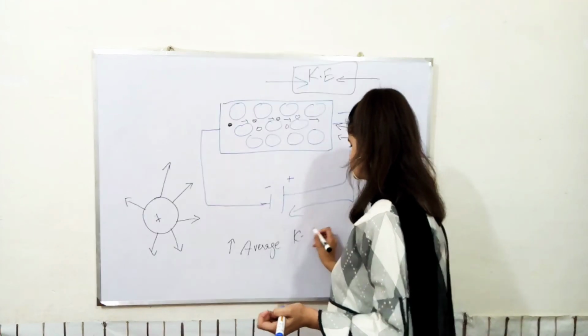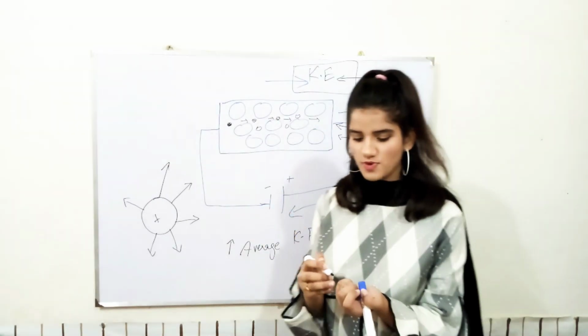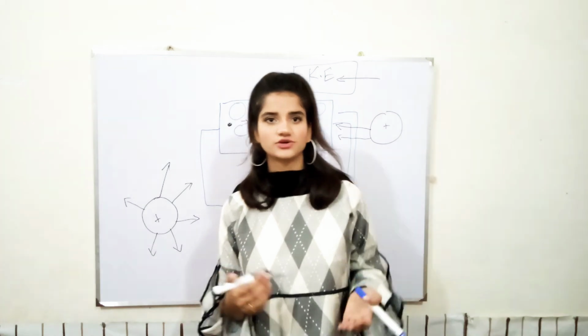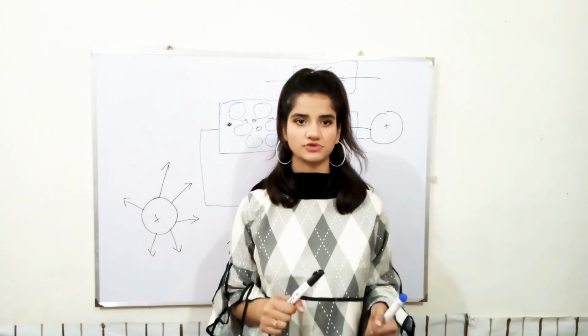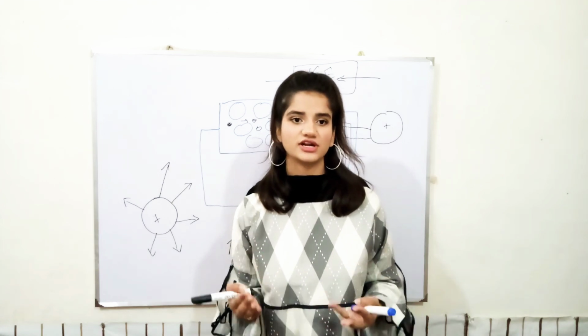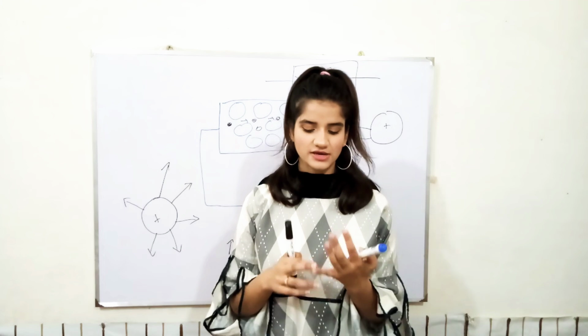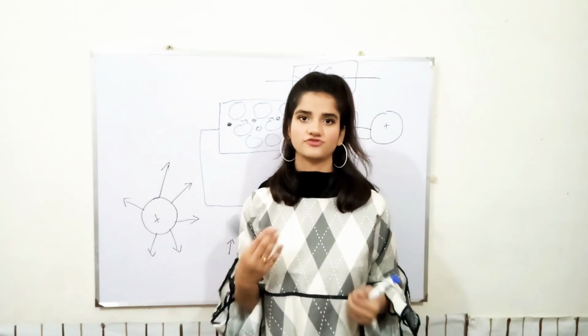Average kinetic energy of this whole conductor is increased. When the average kinetic energy is increasing, the temperature of the conductor would automatically increase. So this is how thermal effects of electric current occur, and this is the basic cause for producing heating effect of current.